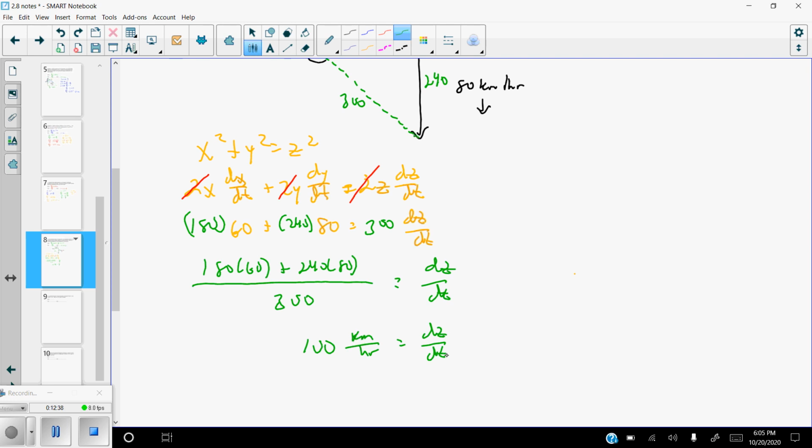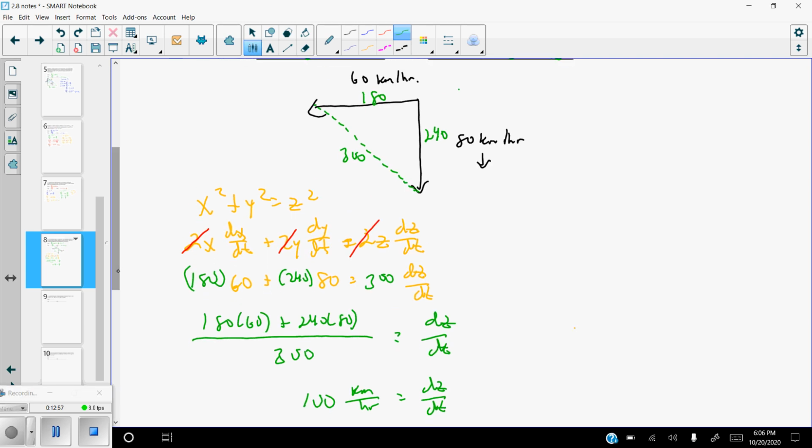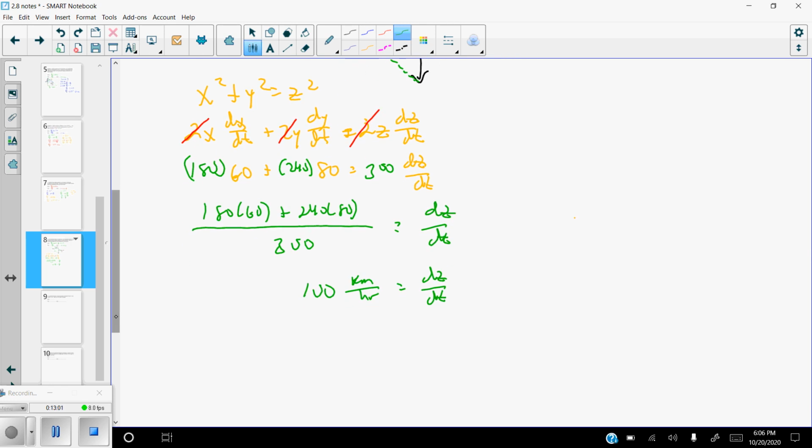Now, if you've taken physics, you might have already known there was a slight shortcut to this. You really could have just done the Pythagorean theorem of the rates of change. So if you had done the Pythagorean theorem with the 60 and the 80, you would have gotten 100. Only works when the cars start at exactly the same point and head off in perpendicular directions. All right, let's move on to the next one.